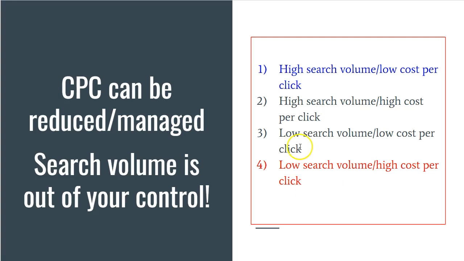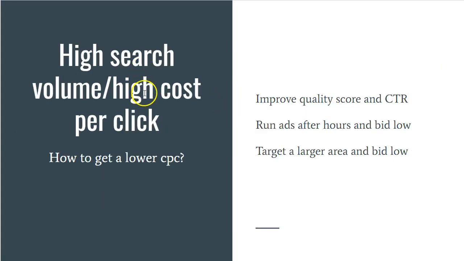So what do we do when you are confronted with the second scenario? So high search volume, high cost per click. The goal is to get a lower cost per click. So how do you do that? Well, you improve your quality score and click-through rate. When you do that, Google rewards you with a lower cost per click. Okay, and so that is how you will get a lower cost per click.